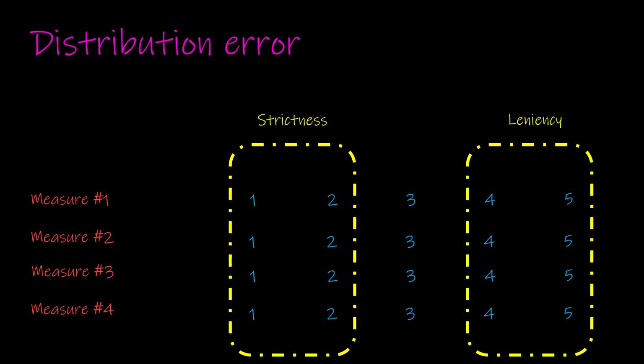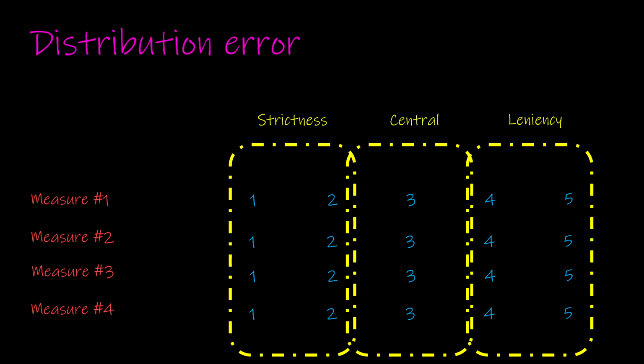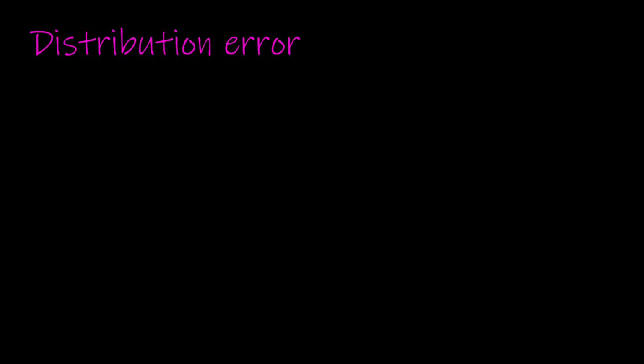That would be an example of a distribution error due to leniency. And then we have people who tend to rate more in the middle with a lot of 3s and then some 2s and 4s here and there. That would be a distribution error due to central tendency. Now, distribution errors can bring up a couple problems within our organizations.